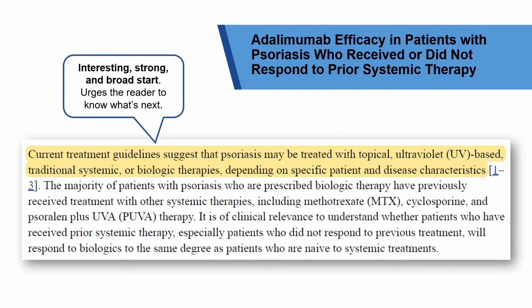So this study, for example, is on Adalimumab efficacy in patients with psoriasis who received or did not respond to prior systemic therapy. So they began their introduction with a very interesting and strong start. They mentioned that current treatment guidelines suggest that psoriasis may be treated with topical, UV-based, traditional systemic, or biologic therapies depending on specific patient and disease characteristics. So they are broad. They are talking about the treatment guidelines of psoriasis in general.